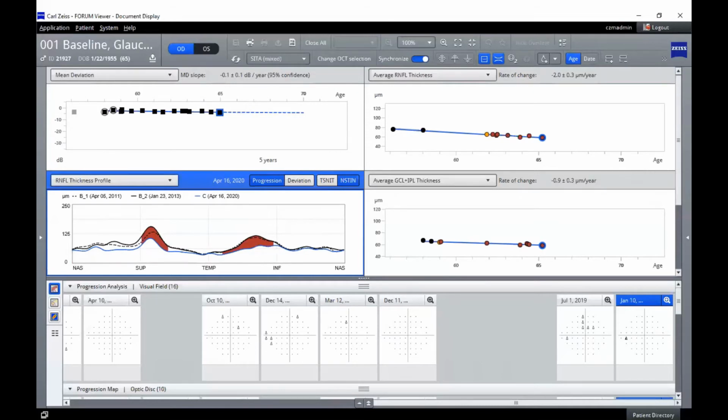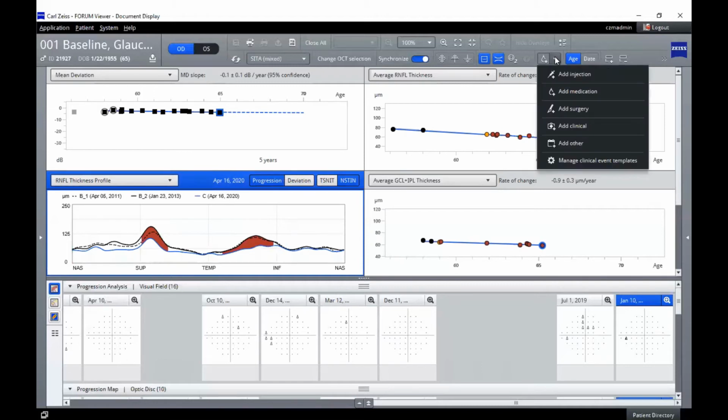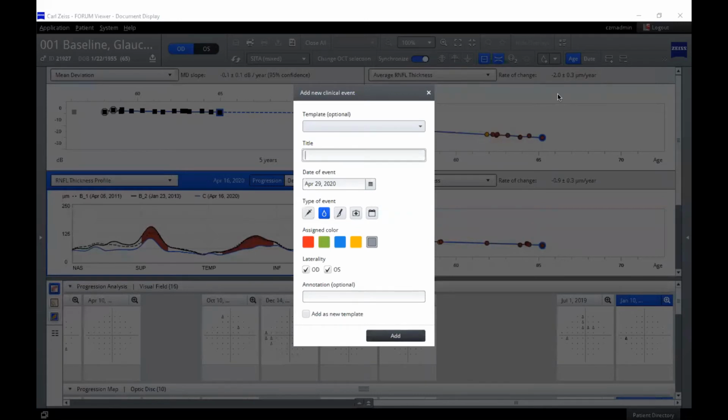To start with, though, what I thought we would go to is some of the new abilities to place into the case what's happening in terms of clinical events. If we look up here where my cursor is, we've got the ability to add new clinical events. We can add injections, we can add a medication, a surgery that was done. So if this patient had MIGS, we would add these in. But let's just start with the medication, for example. In this particular case, we're going to assign that medication as maybe they began a PGA. I won't be specific to the PGA that they were using.